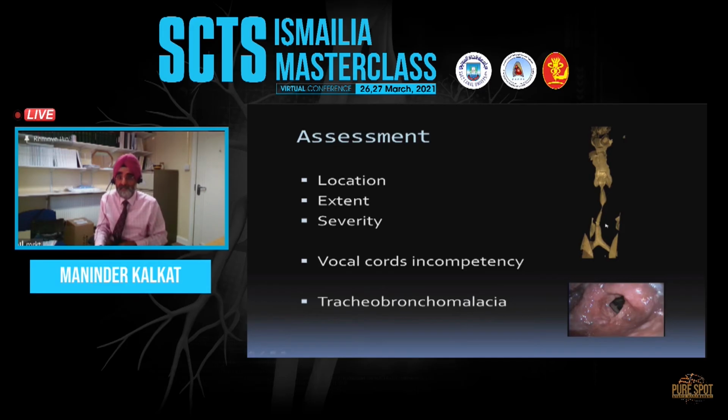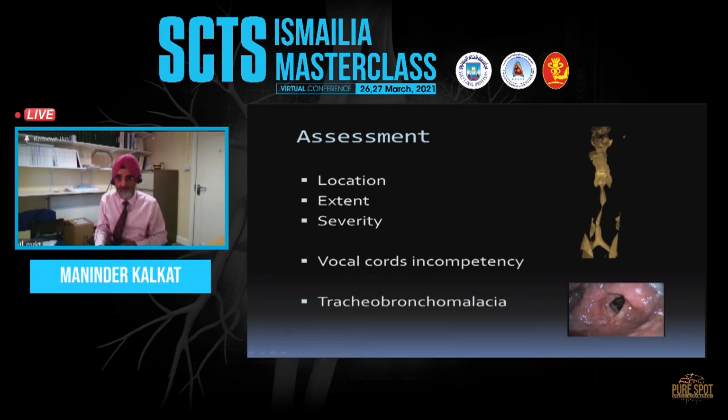And this is a classical example. There is a narrowing here. This is a post-tracheostomy stricture, but also there is a narrowing at the tip of the tracheostomy tube. Okay, so you need to know that before you jump in to do anything. And look at this one. This patient had further supraglottic problem as well.